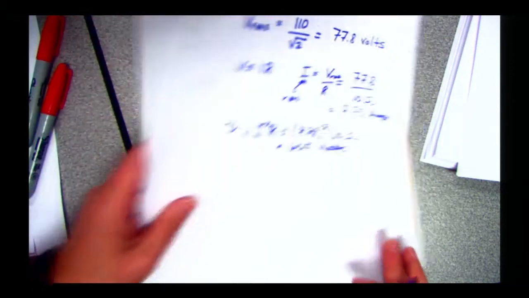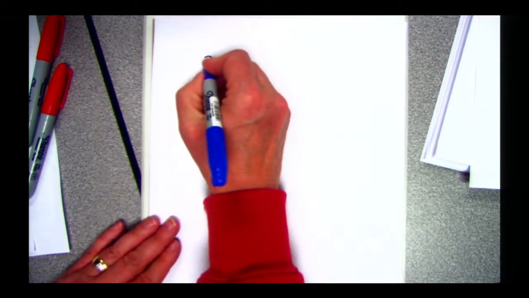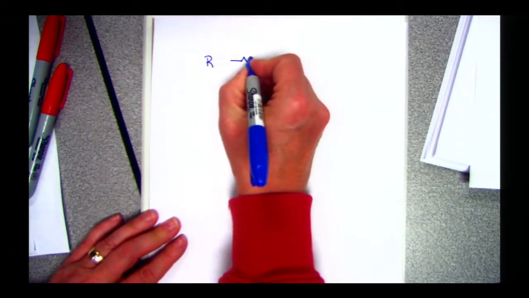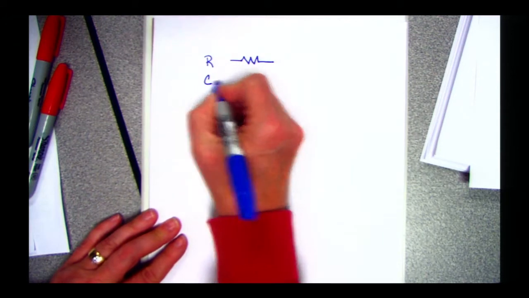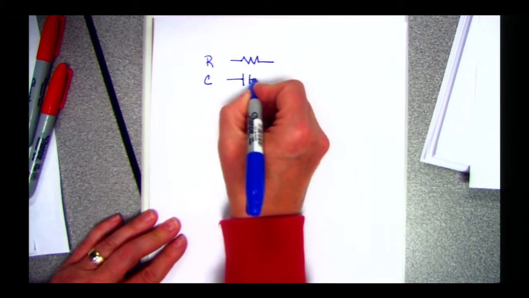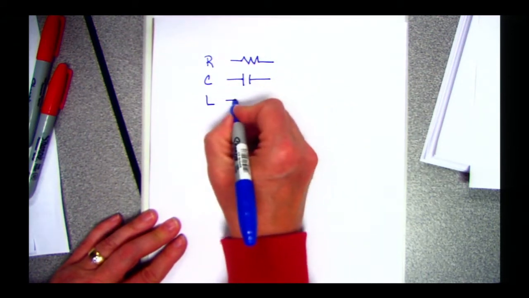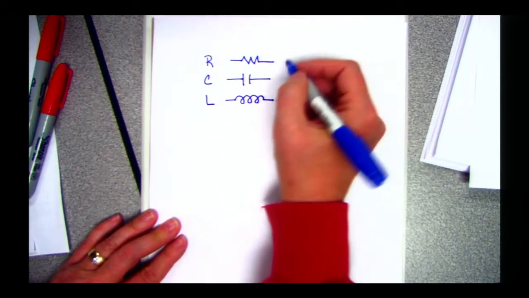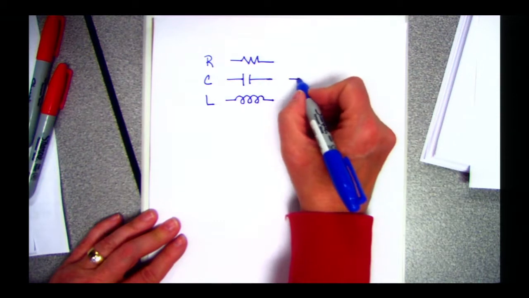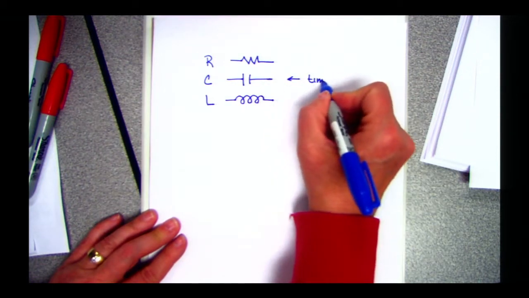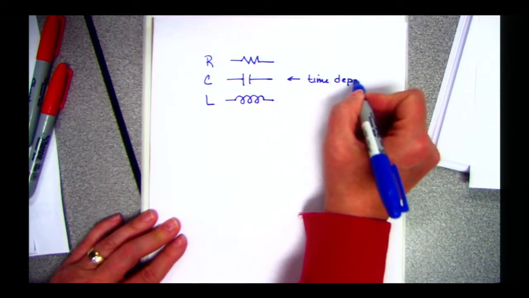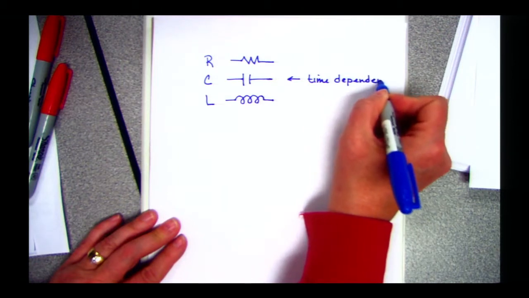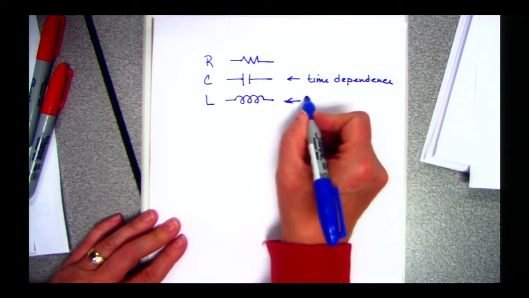So we looked at, remember, we've got three components. We have resistors, we have capacitors, and we have inductors. And we already saw that there was a time dependence here. And we saw that there was a time dependence here.